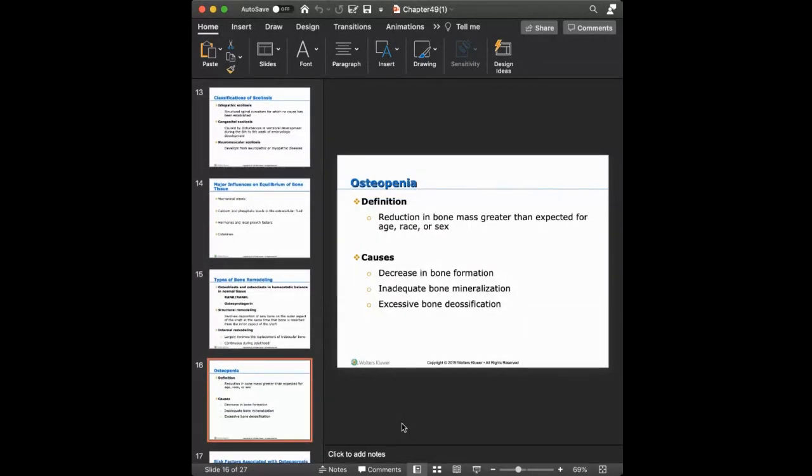All right. What's osteopenia? And what's the difference between osteopenia and osteoporosis?